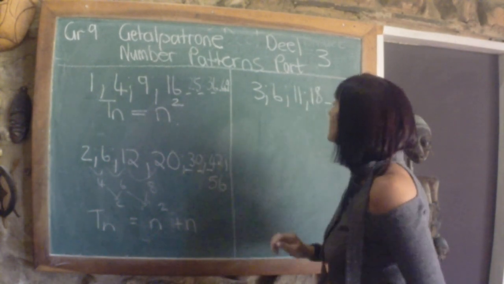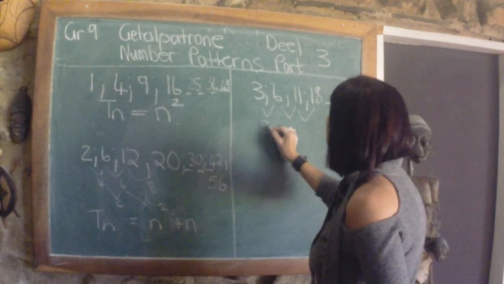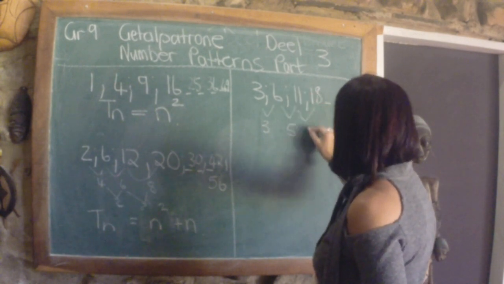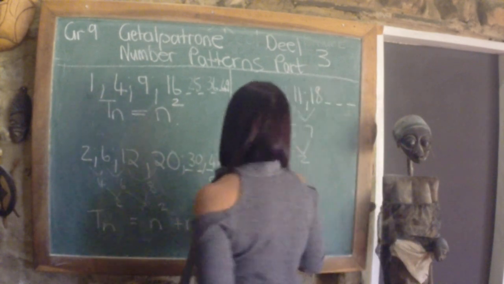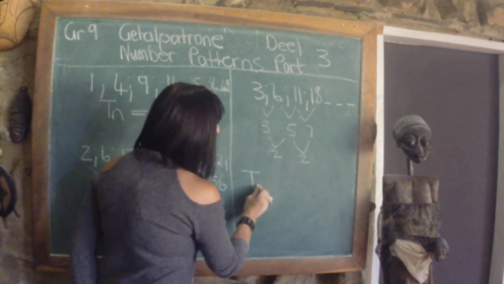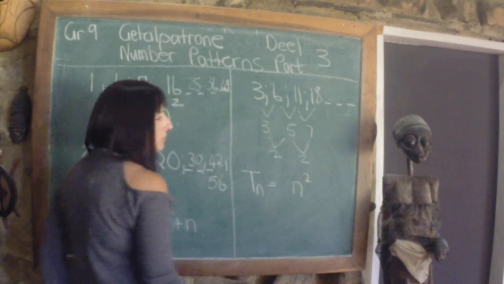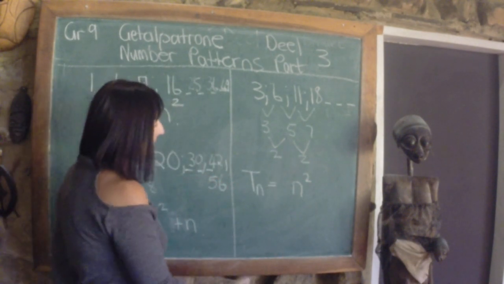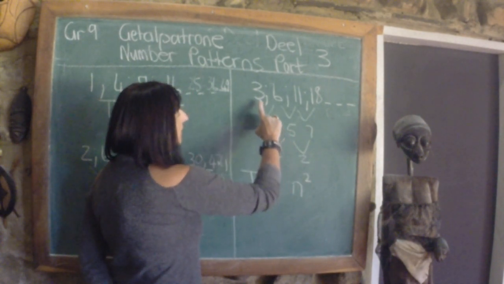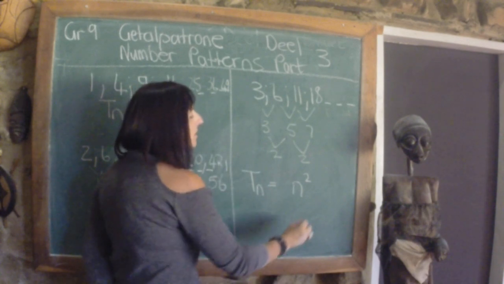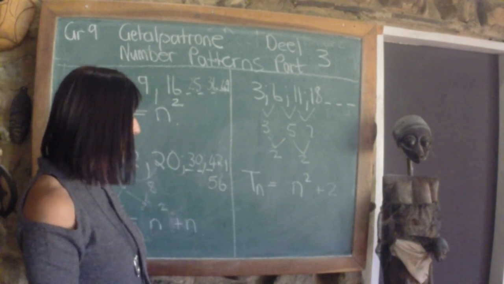Let's look at this one, grade 9s. Let's check the first difference. It's 3, then 5, then 7, so I can see the second difference is constant again. So onthou wat juffrou vir jou geleer het, as dit die geval is, dan weet ek daar is 'n n kwadraat by betrokke. Maar kom ons gaan kyk. As ek 1 hier insit, dan is 1 kwadraat gelyk aan 1. Dit kan nie werk nie, so I need to add 2. Let's try that first and see whether that's going to work.